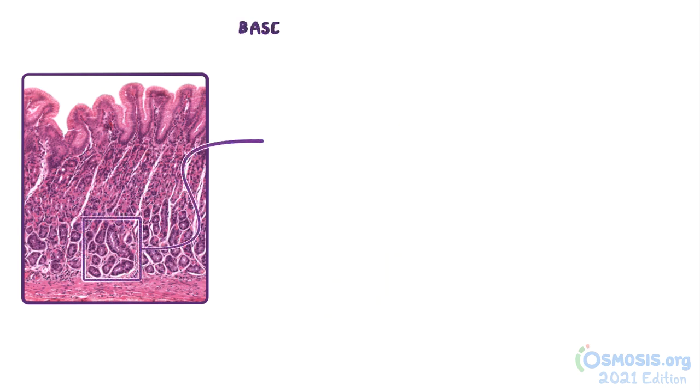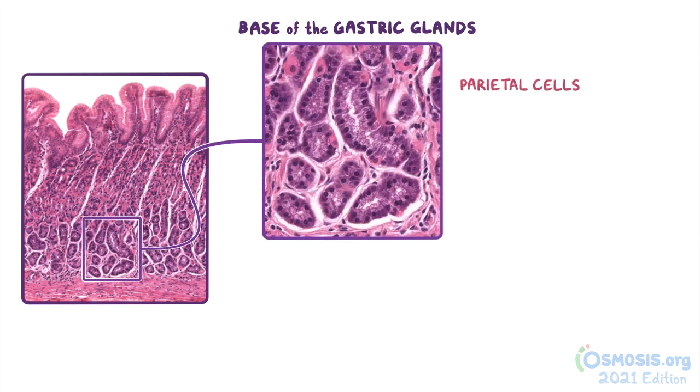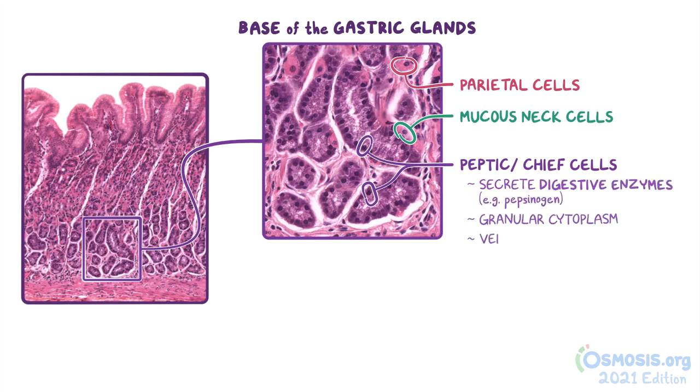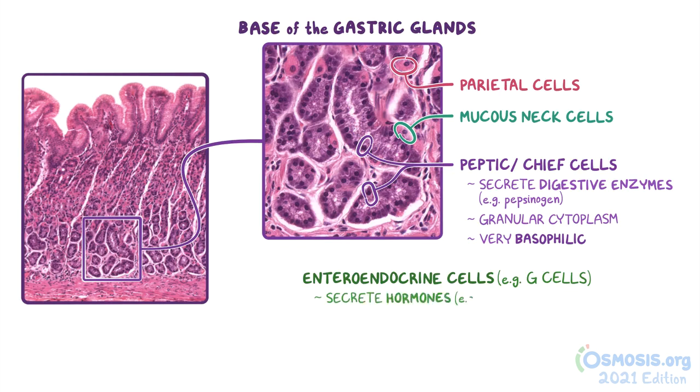If we move down to the base of the gastric glands, parietal cells and mucous neck cells will still be present, but the base also has very prominent peptic or chief cells, which are responsible for secreting digestive enzymes such as pepsinogen. These cells have a granular cytoplasm and are very basophilic, resulting in their dark purple appearance. Enteroendocrine cells such as G cells are also present at the base. These cells are responsible for secreting hormones including gastrin, but they aren't easily identified with an H&E stain.